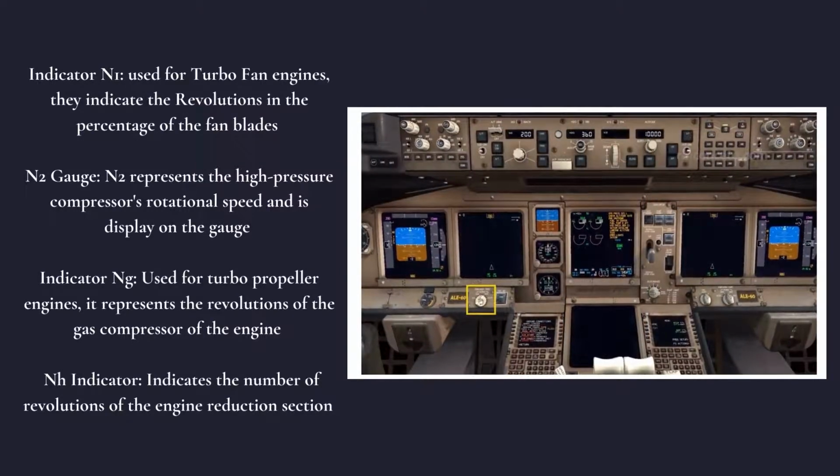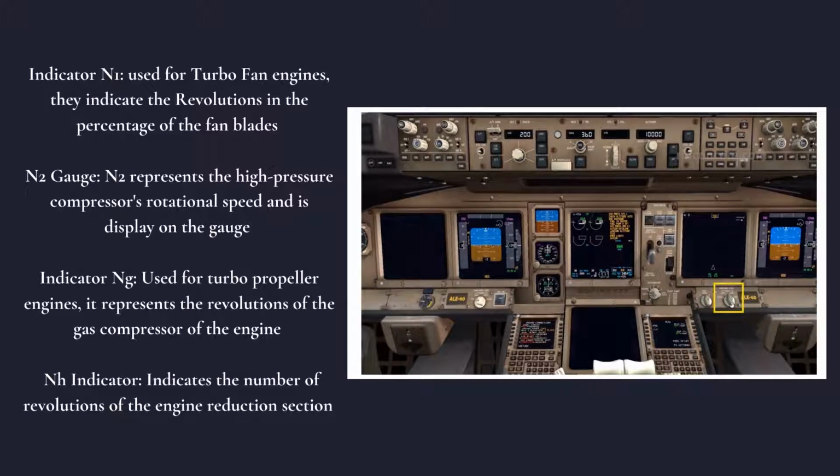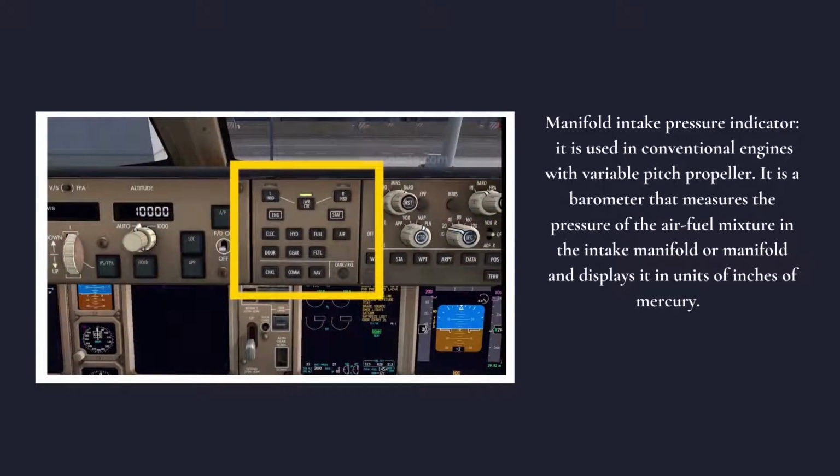Indicator NG. Used for turbopropeller engines, it represents the revolutions of gas compression of the engine, generally in PT6 engines. An edge indicator indicates the number of revolution of the engine reduction section and the relationship with the proper RPM for turbopropeller engines. Manifold intake pressure indicator. It is used in conventional engines with the variable pitch propeller.